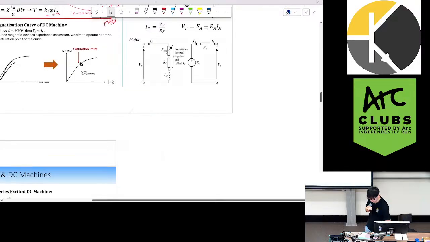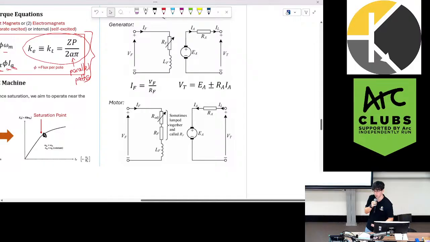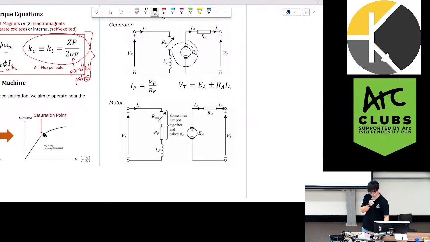One important thing to mention is that the direction of current will change depending on whether we're looking at a generator or a motor. For a generator, we have current coming from our induced voltage source and going out to our terminals to power some load. Whereas with the motor, we have our supply terminals moving current towards our induced voltage.